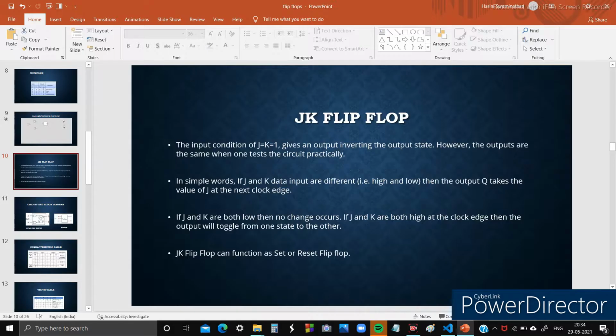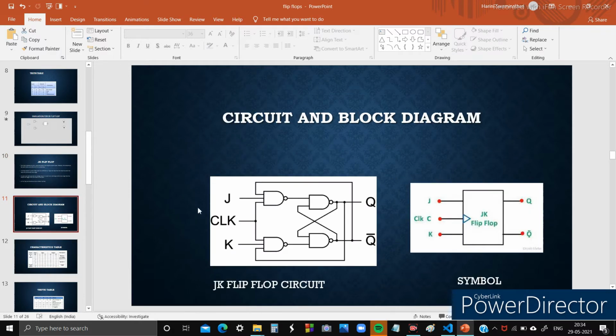JK flip-flop. The input condition of J equal to K equal to 1 gives an output inverting the output state. However, the outputs are the same when one tests the circuit practically. In simple words, if J and K inputs are different, that is high and low, then the output Q takes the value of J at the next clock edge. If J and K are both low, then no change occurs. If J and K are both high at the clock edge, then the output will toggle from one state to the other.